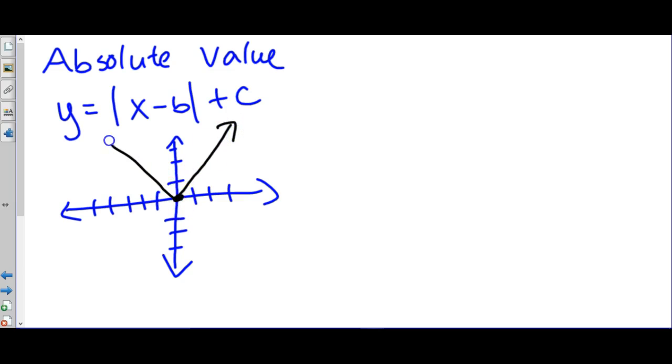It's similar to that parent function of a line, where we're going up 1 over 1, up 1 over 1, but then we're going up 1, left 1 on the left side. So the parent function would be f of x equals absolute value of x. That's the most basic function. And then when we go to find our other functions, it's determined off that b and c.